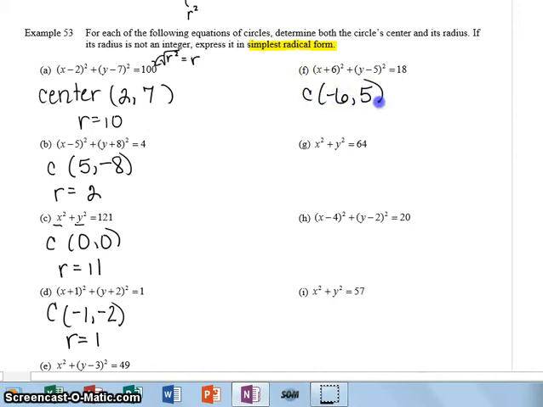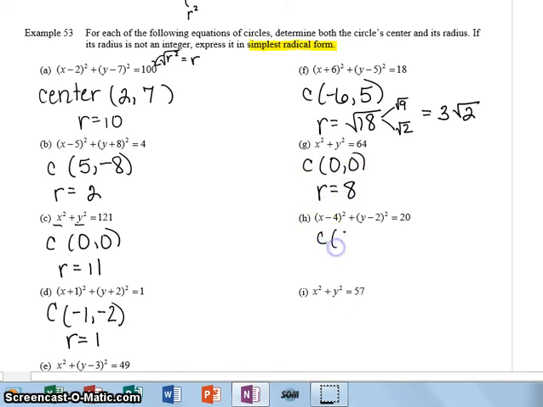Negative 6, positive 5. Radius is the square root of 18. But then you break down the square root of 18 to radical 9 times radical 2, which is going to be 3 radical 2. So that's my radius. G. Center is 0, 0. Radius is 8. Square root of 64 is 8. H. Center is 4, 2. Radius is radical 20. That breaks down to the square root of 4 times the square root of 5, which is going to give me 2 radical 5.